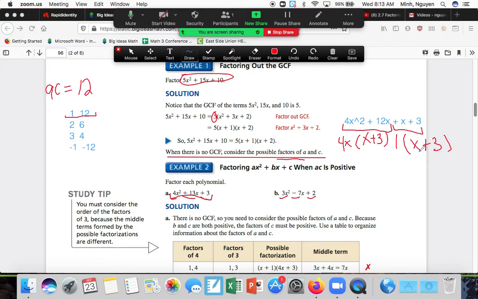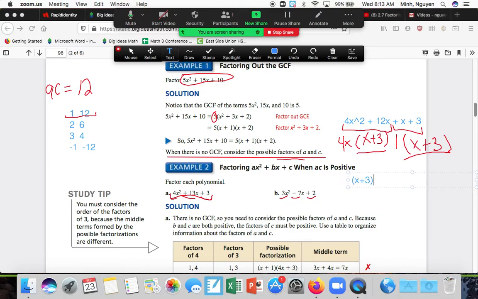So 1 times x is x, and 1 times 3 is 3. What you'll notice is that these parentheses are always the same. If they are not the same, then you're either doing something wrong or you actually can't factor by grouping. So those parentheses should always be the same. And our final step is to rewrite it.